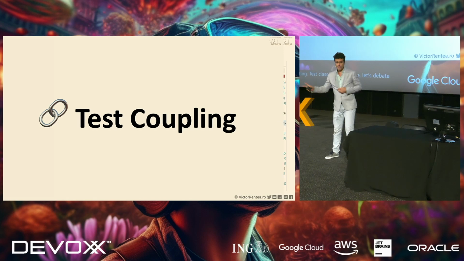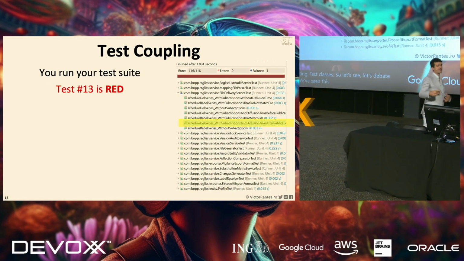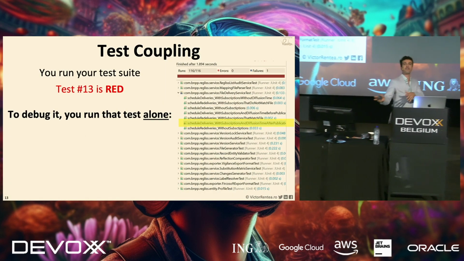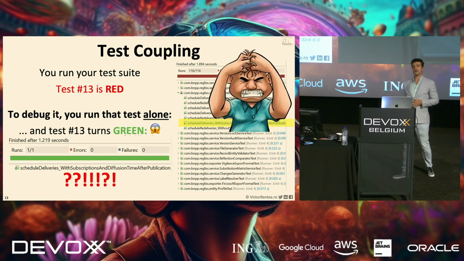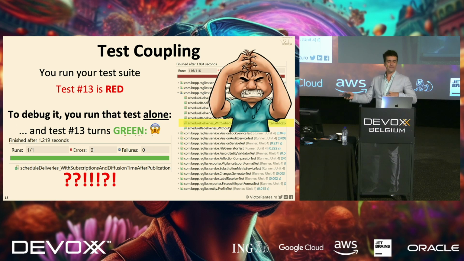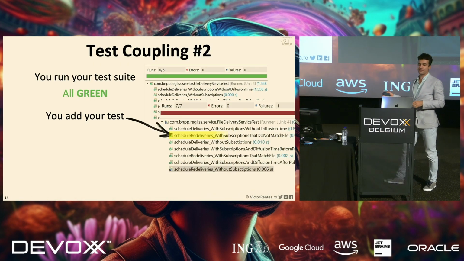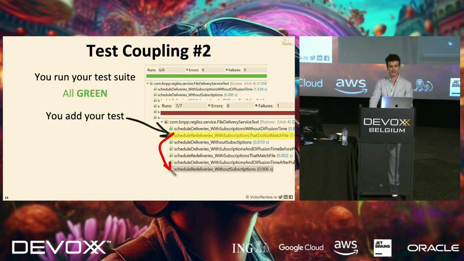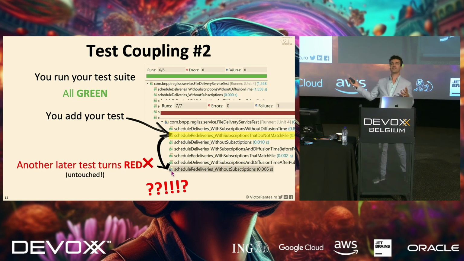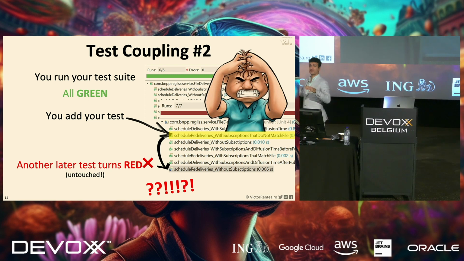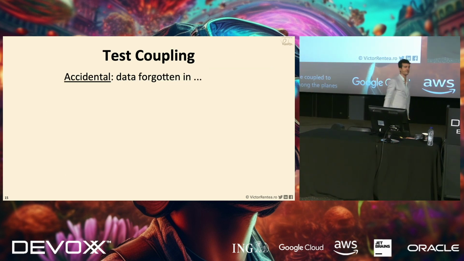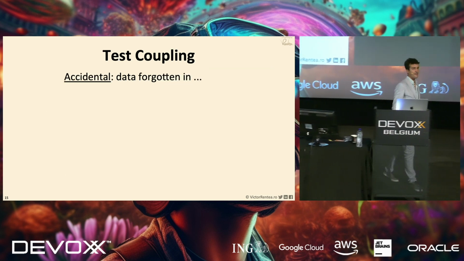Test coupling. We've seen test coupling, and the feeling is that you see a failed test, you pick it up to run it alone, and it turns green. It can get even more tricky. You can add your new test over here and cause another later test to break. Of course, because if they are coupled to each other, they are influencing each other. These are among the first pains you're going to notice when you switch to integration tests.